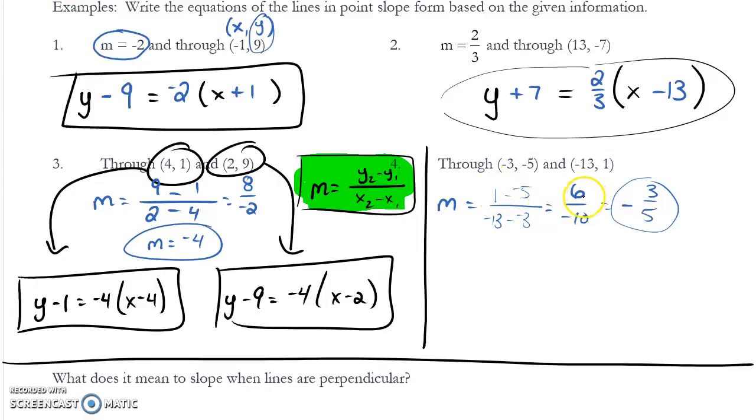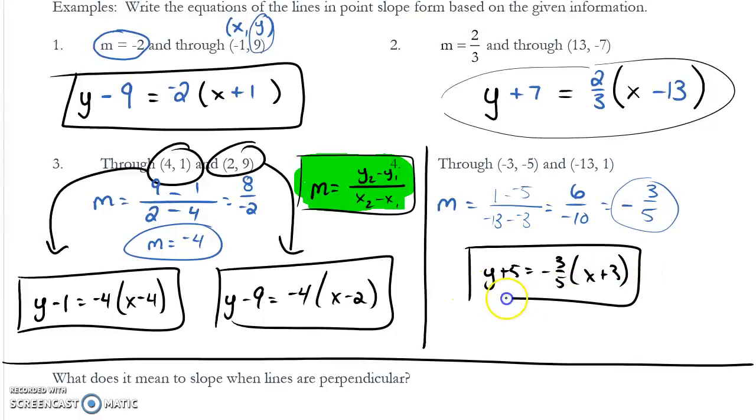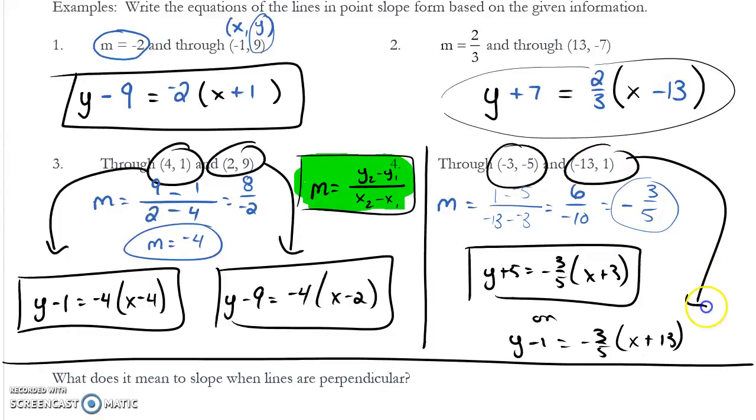1 minus negative 5 is 6. Negative 13 minus negative 3 is negative 10. That simplifies to negative 3/5. That's your slope, so your equation could be y plus 5 equals negative 3/5 times x plus 3 if you use your first point, or it could be y minus 1 equals negative 3/5 times x plus 13 if you use your second point.